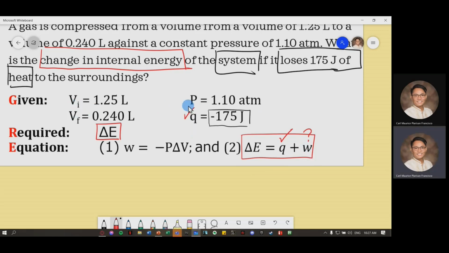Wala. Walang given na work. So that means, kailangan mo muna gawin itong unang equation. So magka-connect. Para ma-solve ang internal energy, Q plus W, wala kang work. So kailangan mong i-solve muna yung value ng work by means of negative P times change in V. So magka-connect po ang dalawang equation na yan sa pagsosolve.